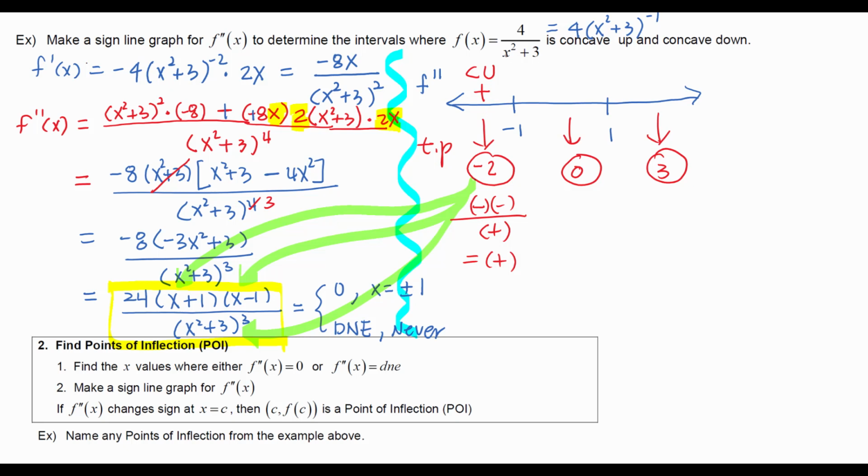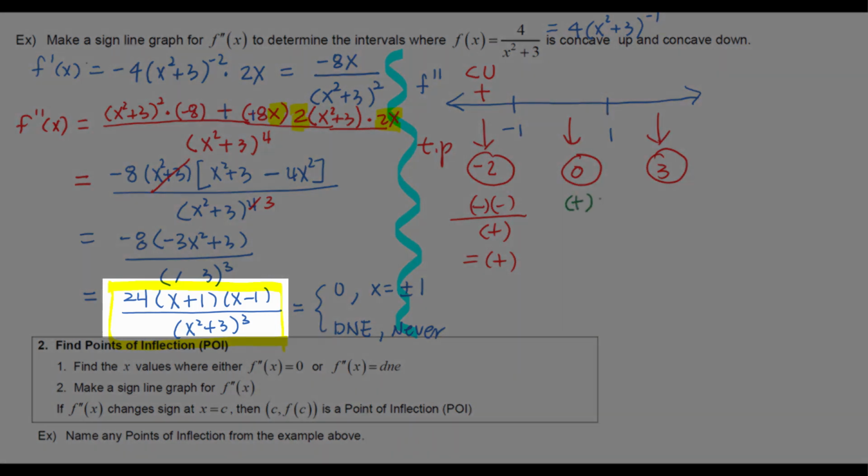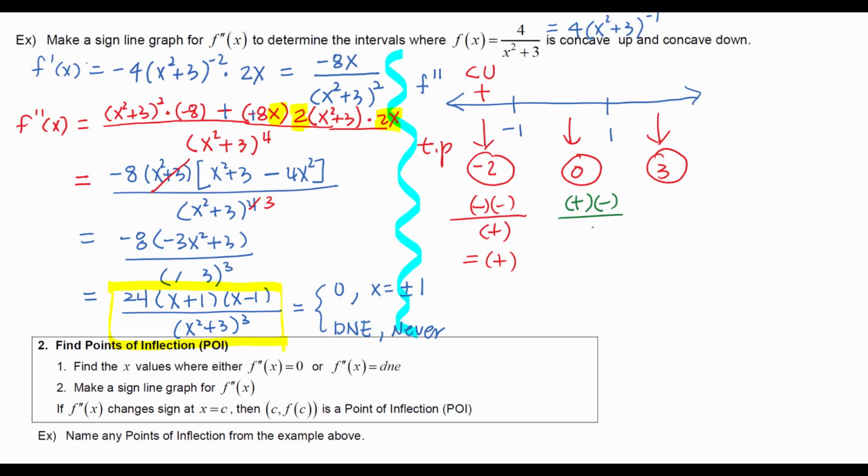Get it? Now let's test f double prime of 0. So now let's plug 0 in for all x you see in f double prime. Then 24 is positive, and a positive number doesn't affect anything. 0 plus 1 is positive, 0 minus 1 is negative, 0 squared is 0, plus 3 cubed is positive. And since you got one negative in the quotient and the product, this result is negative, which means the graph of f will be concave down on the interval negative 1 to 1.